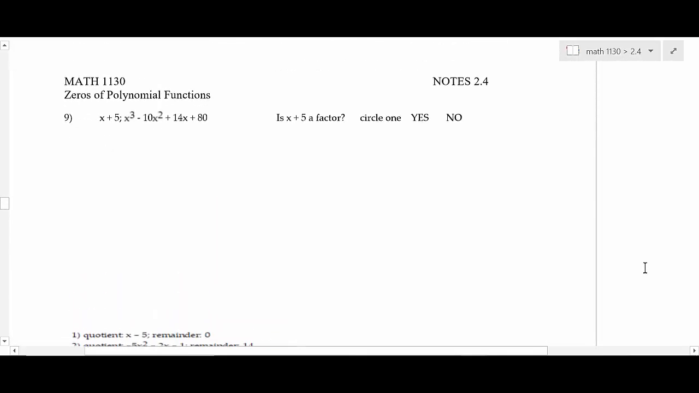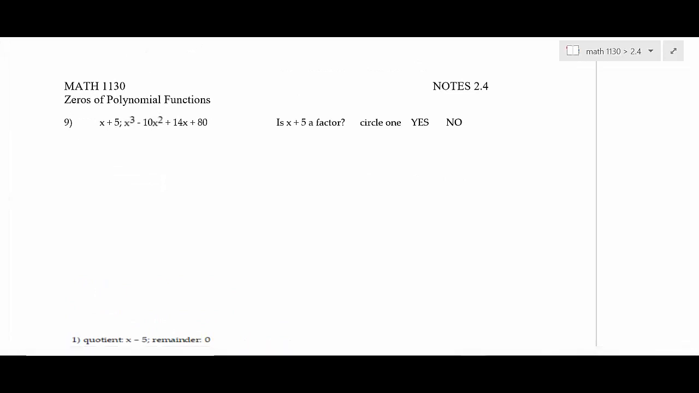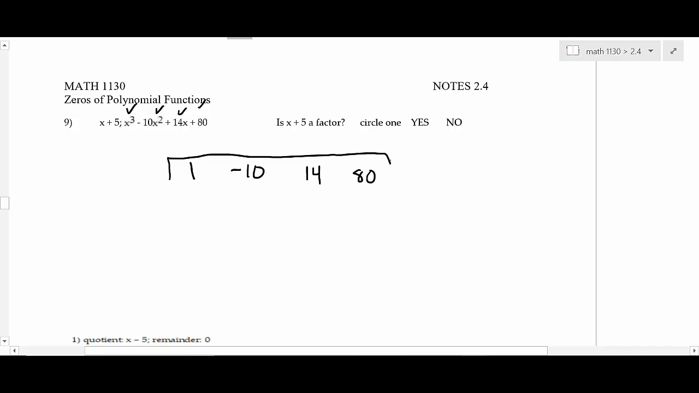Okay. Let's do this one. Let's do one more of these using the factor theorem. So again, what we're going to do with this one is synthetic division. Every exponent is accounted for, so we would just go 1, negative 10, 14, and 80 like that. All right? What are you going to put in front on this one? Negative 5. Good. Okay, make sure you've got that down and don't mess that up.